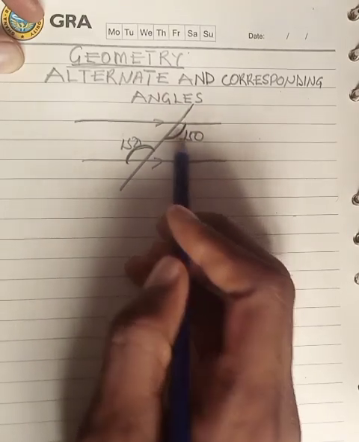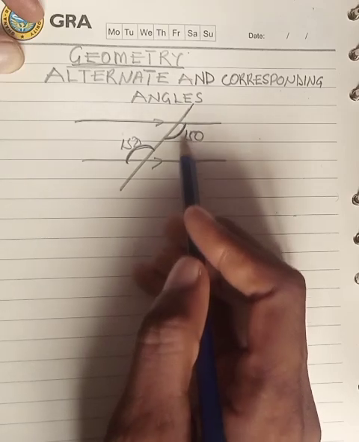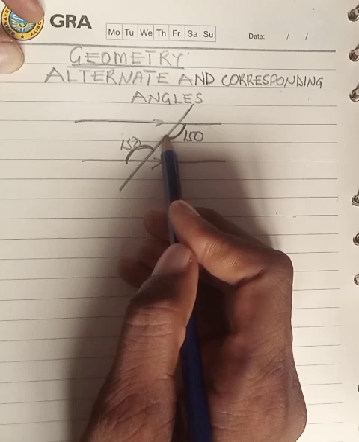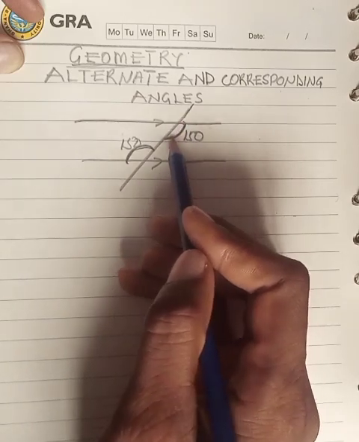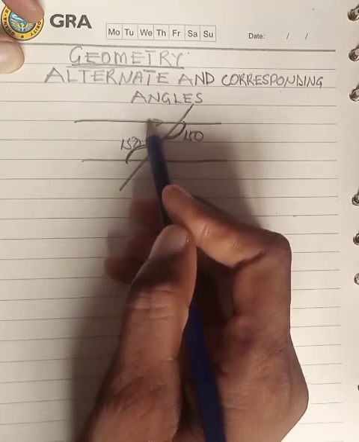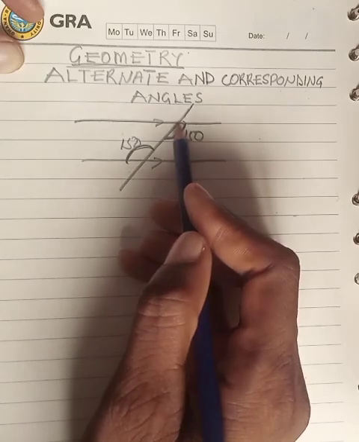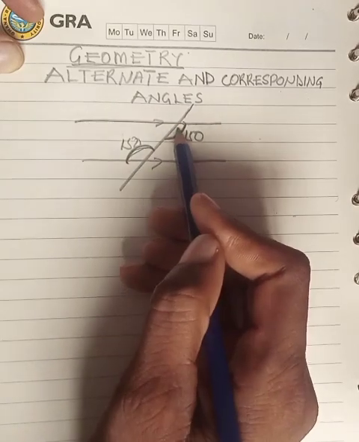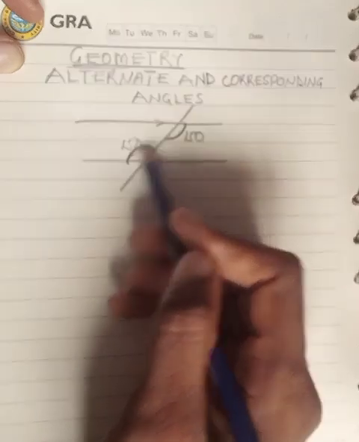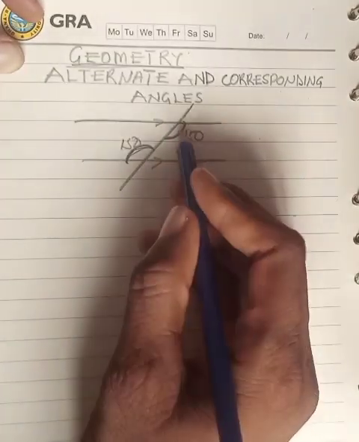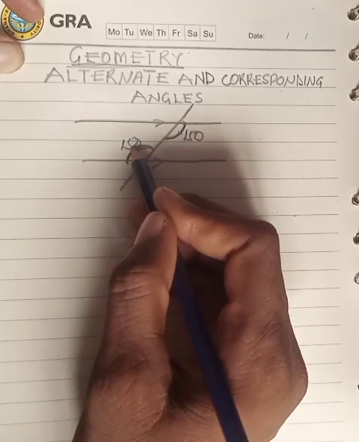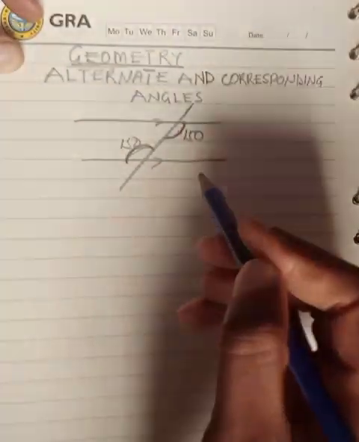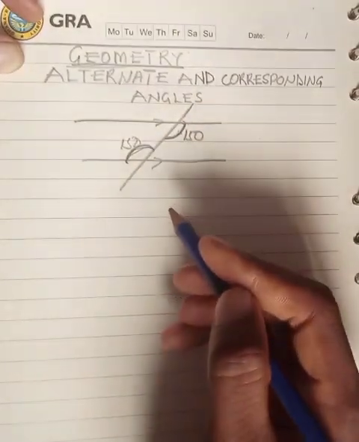Take note, the first angle must form in between the two parallel lines and at one side of the transversal, and the other must also form between the two parallel lines, but opposite to the first angle formed, for you to get the alternate angle. So this angle and this angle are alternating, and therefore they are the same. Alternate angles have the same measure, right?